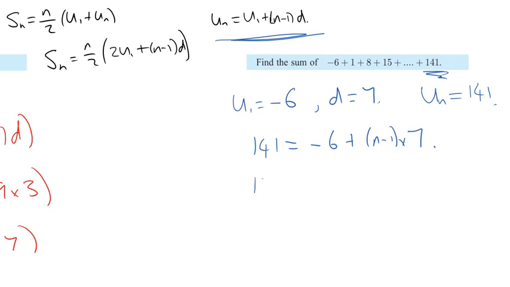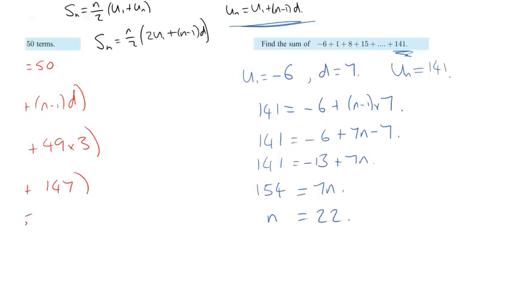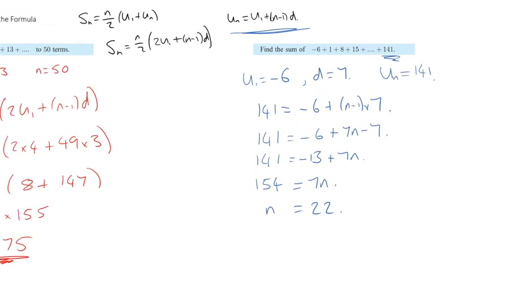I'm going to write 141 is equal to minus 6 plus 7n minus 7. So 141 is equal to negative 13 plus 7n. Let's add 13 to both sides. So we're going to have 154 is equal to 7n. And now if I divide through by 7, n is going to be equal to 22. So we found n is 22.